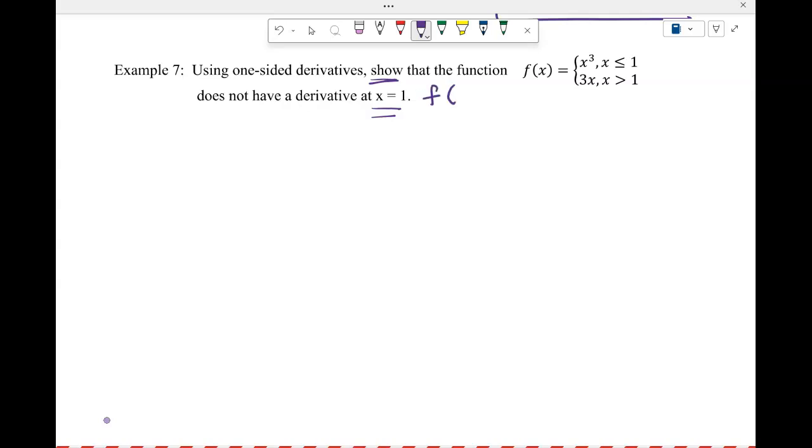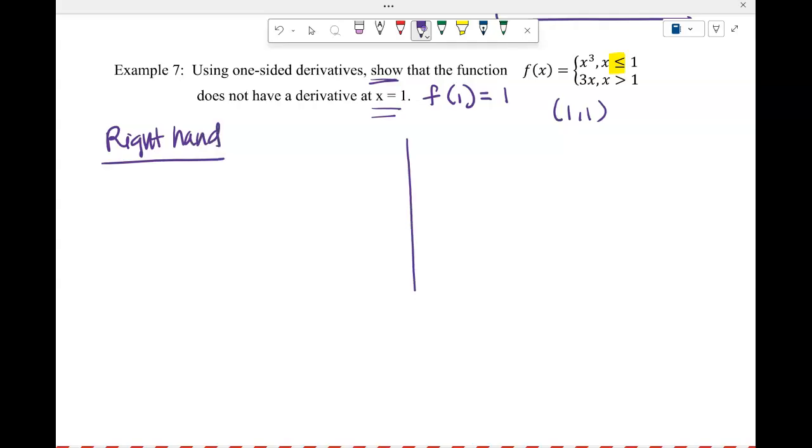So let's find out what y is when x is 1. F of 1. This is the only piece containing x equal to 1, so 1 to the third is 1. So we have a point at (1, 1). So let's do the right-hand derivative, and then we want to do the left-hand derivative. Remember, if they don't equal, then we know that the derivative doesn't exist, okay?